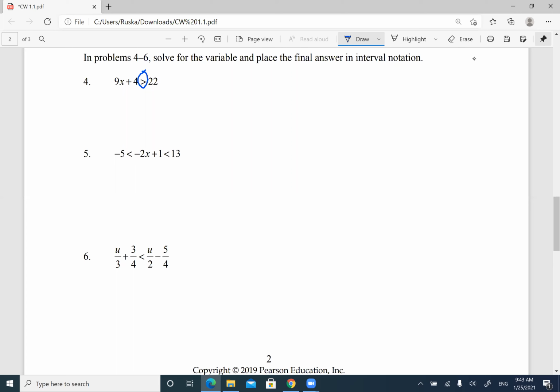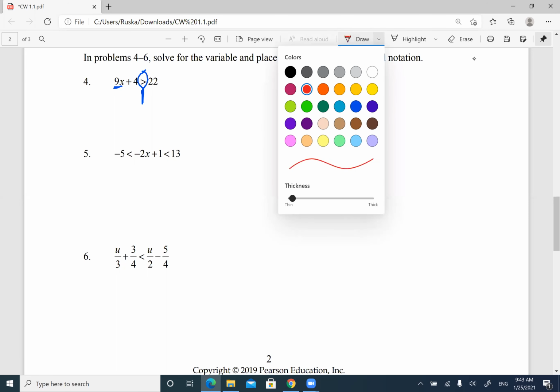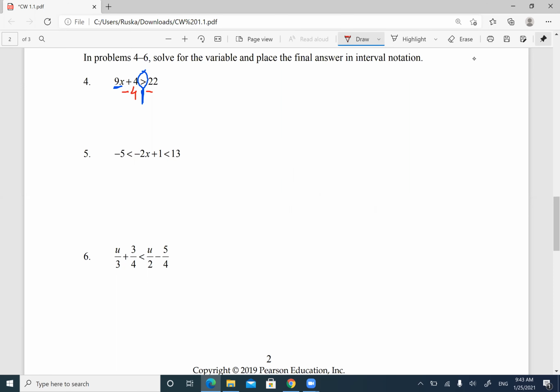Okay, so let's start again. We're going to get the x's on one side. They're already on the same side. So these are my two sides, and I don't need to move x. What you need to do is move the 4 over. So we're going to subtract 4 on both sides. And 4 minus 4 is 0, so there are no more numbers on the left. And we're going to get 9x equals 22 minus 4, which is 18.